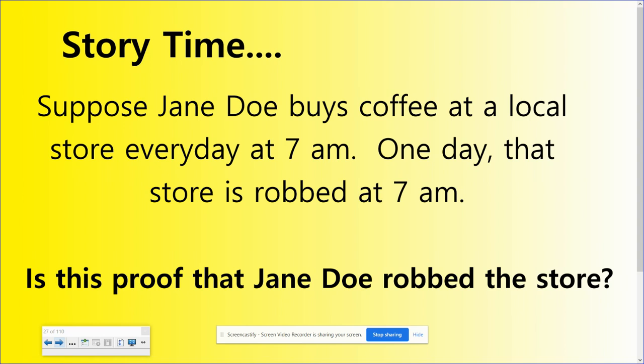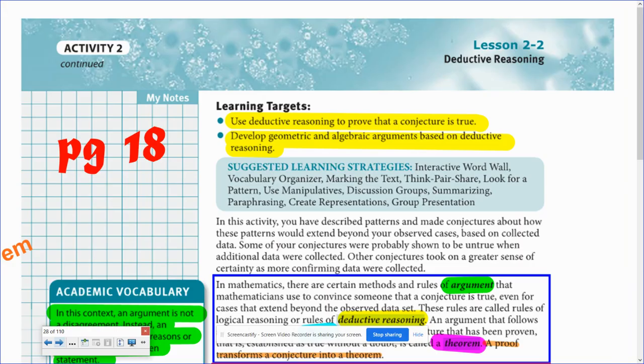Or maybe you're thinking, yeah, that's true. She's there every day at 7 a.m. She probably did it. Okay? So what we just went through in our minds here is using the thoughts of deductive reasoning to prove that a conjecture is true. Okay, so yesterday we learned about conjectures being an idea or thought based on an observation that we see through inductive reasoning, right?